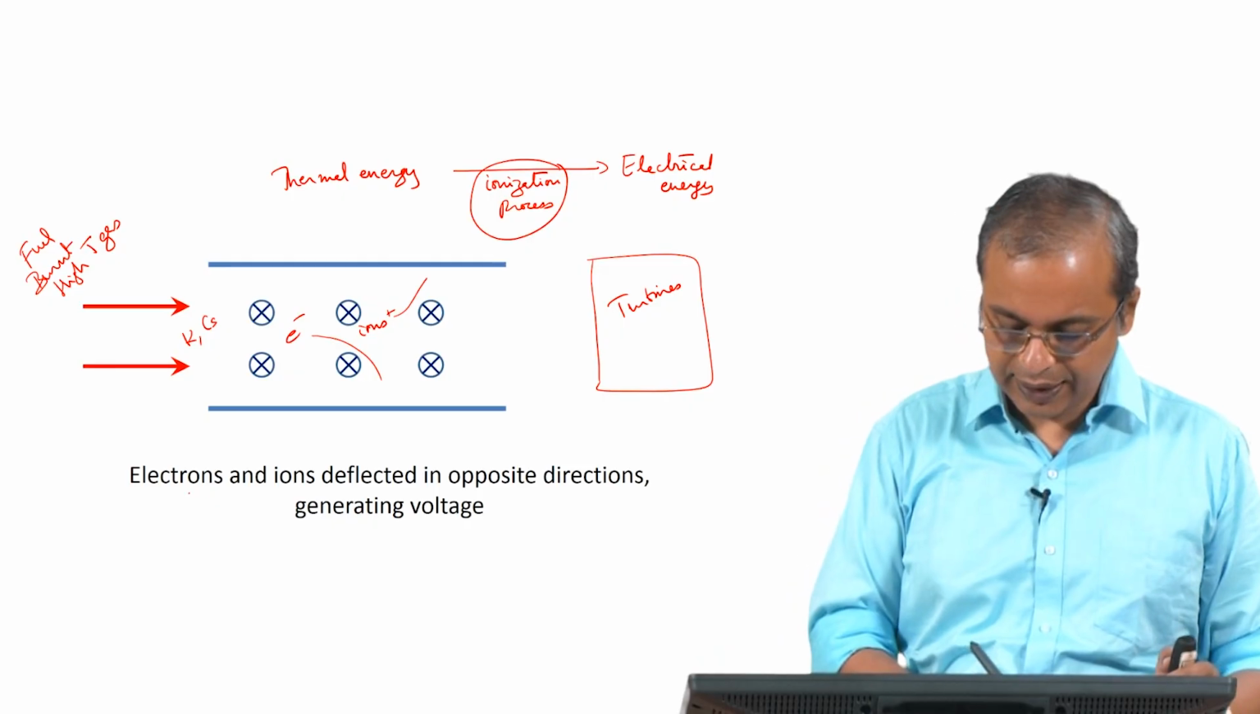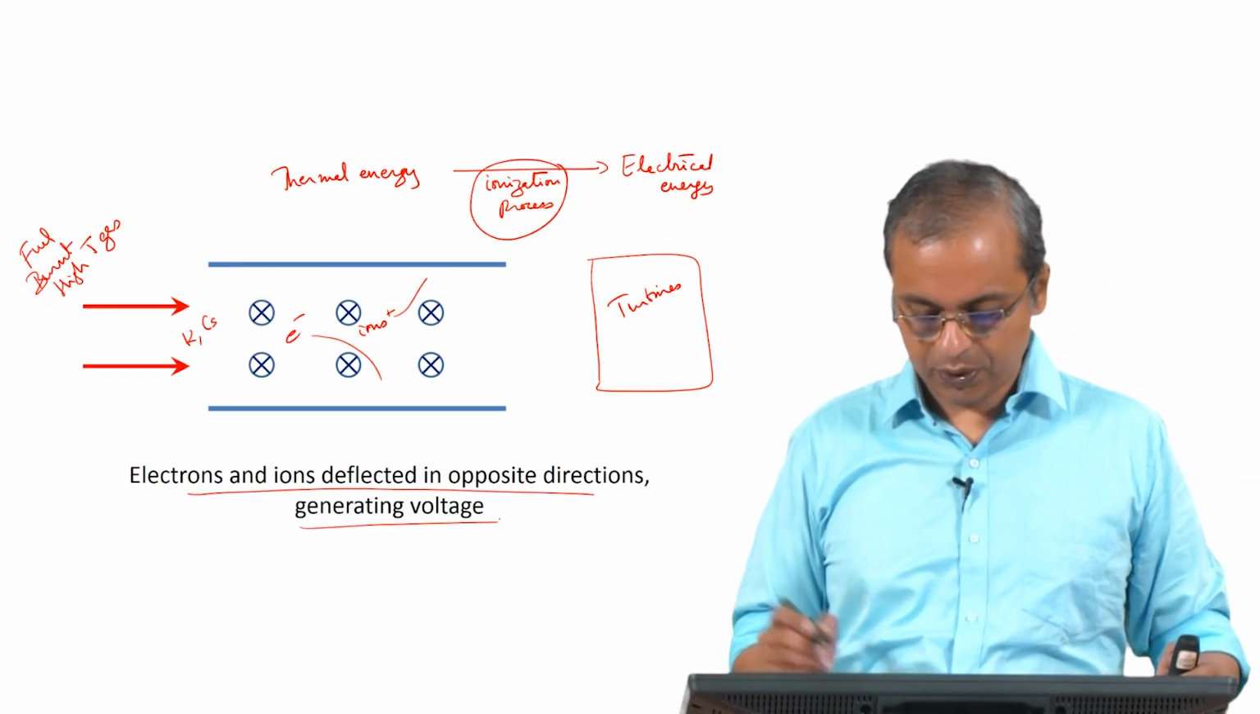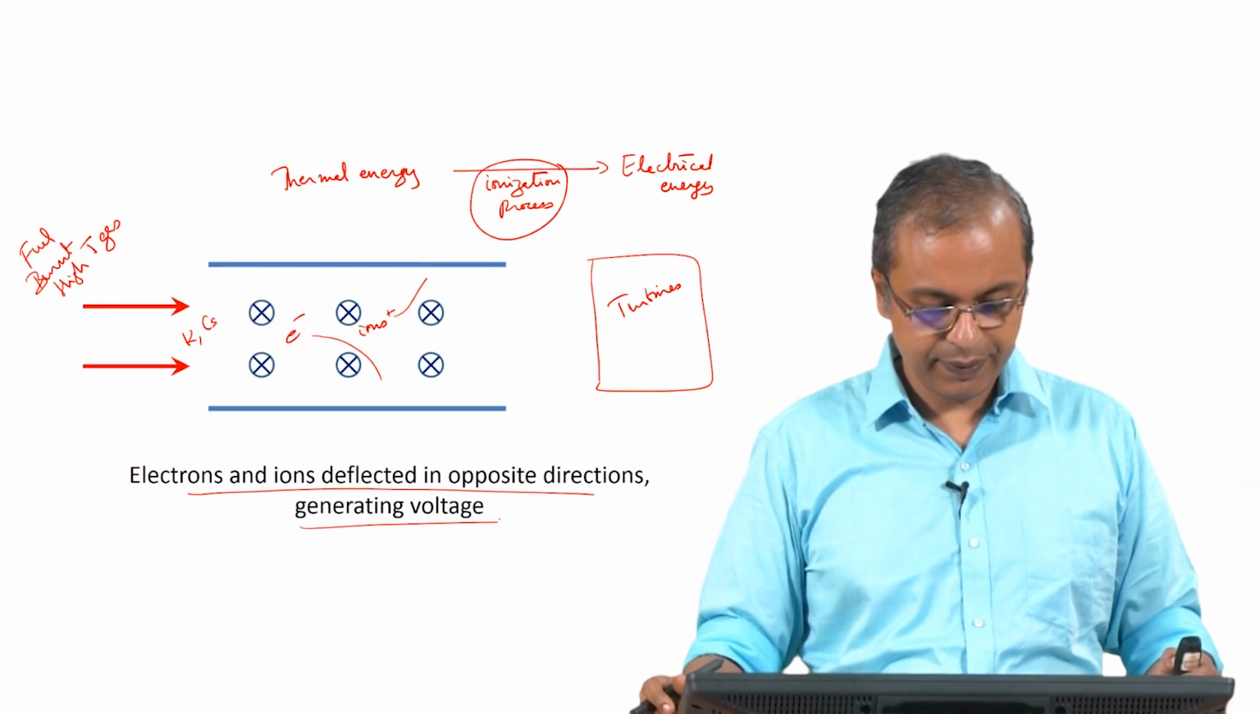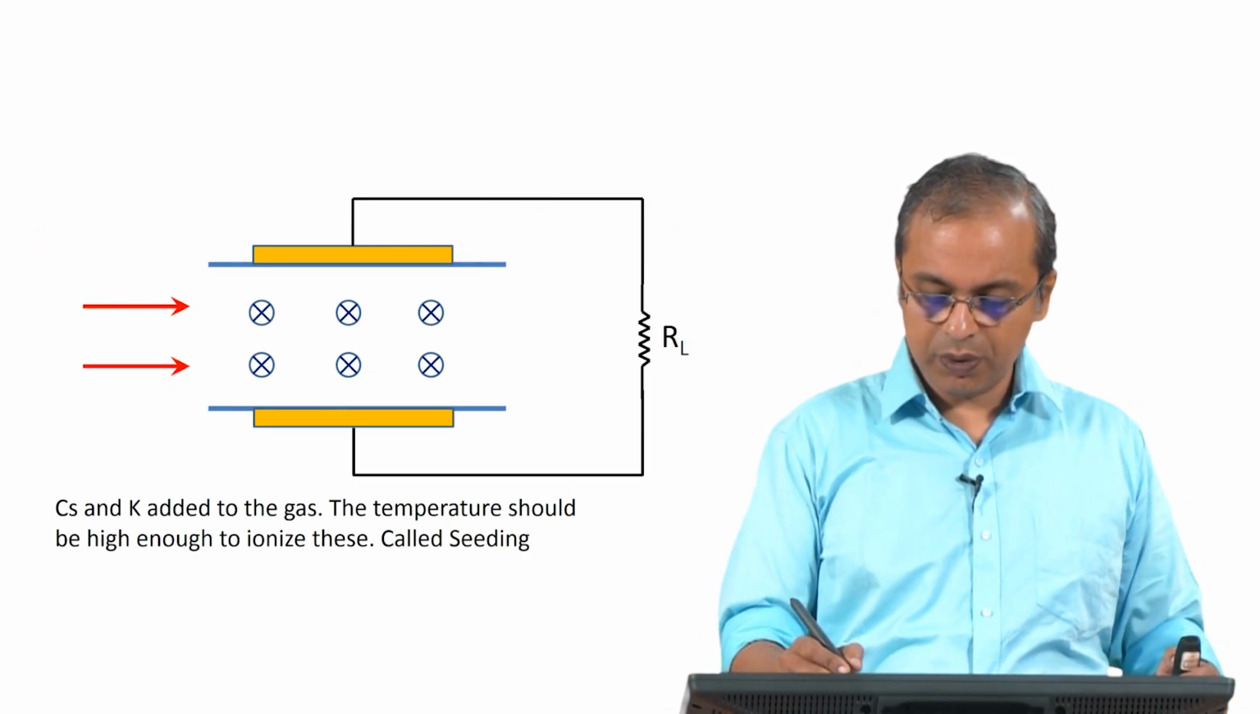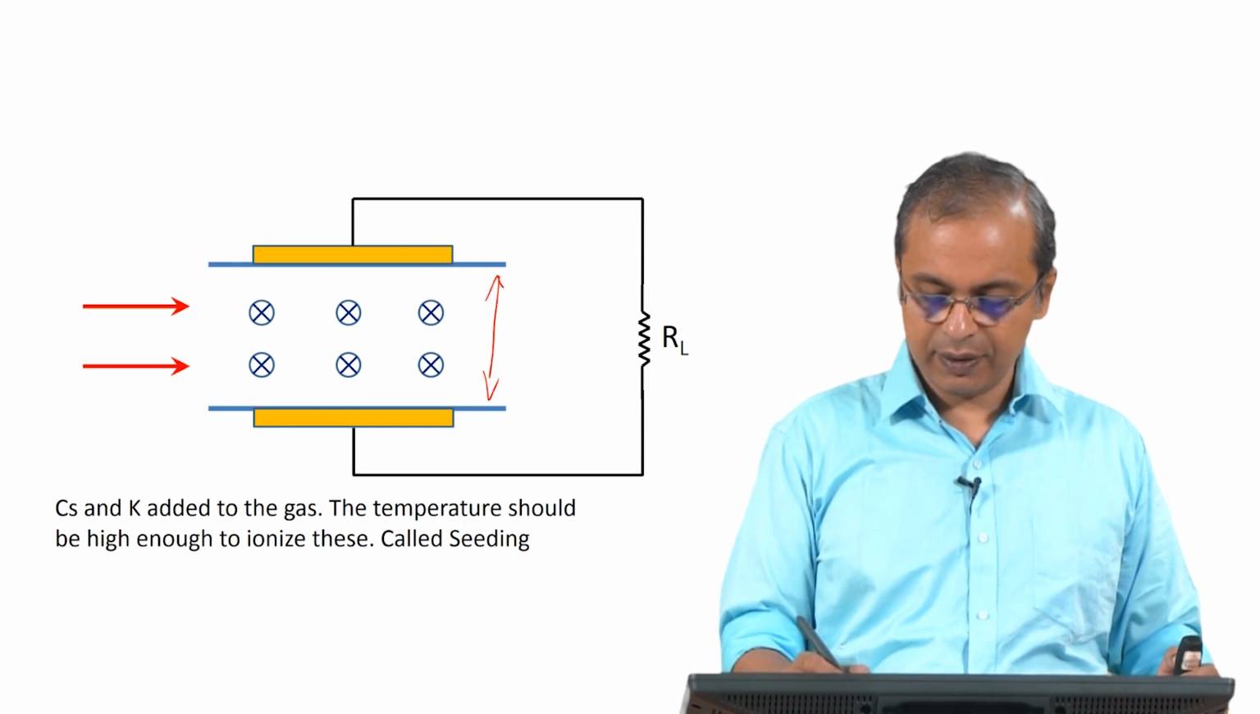So, ions and electrons will get deflected in opposite directions, generating voltage. We will come back to this in just a moment. So, this is the basic idea. You get a voltage, a potential difference, here.